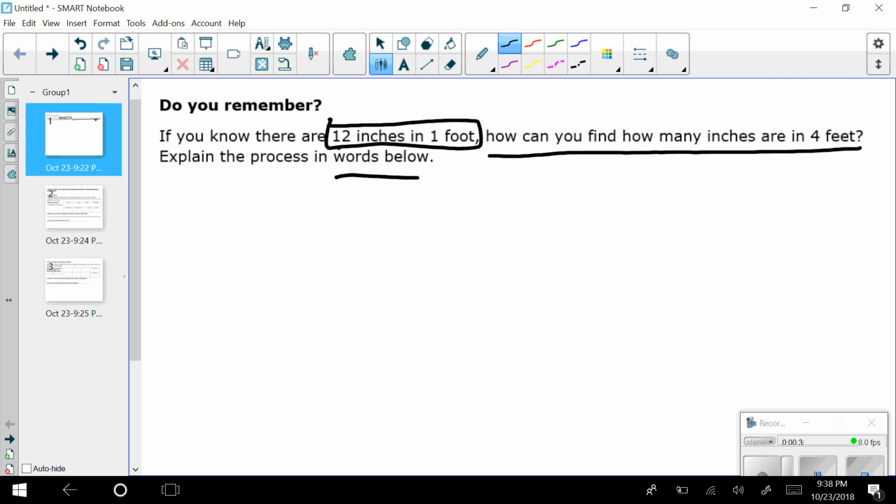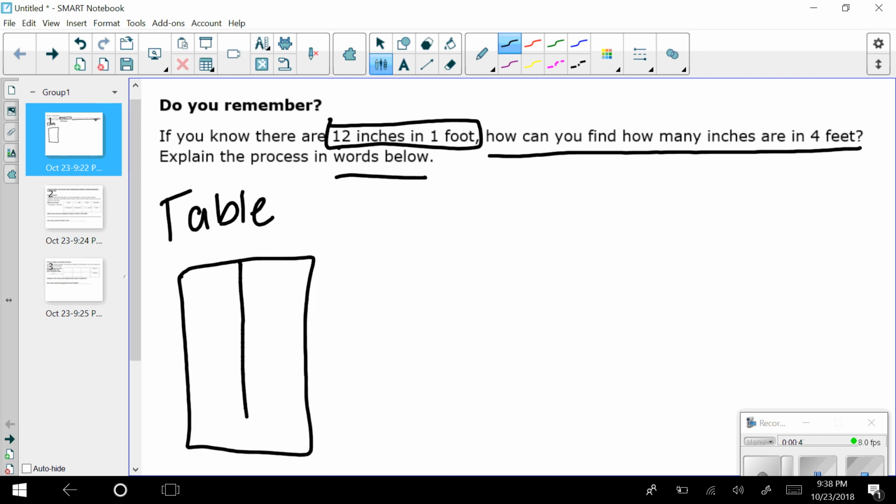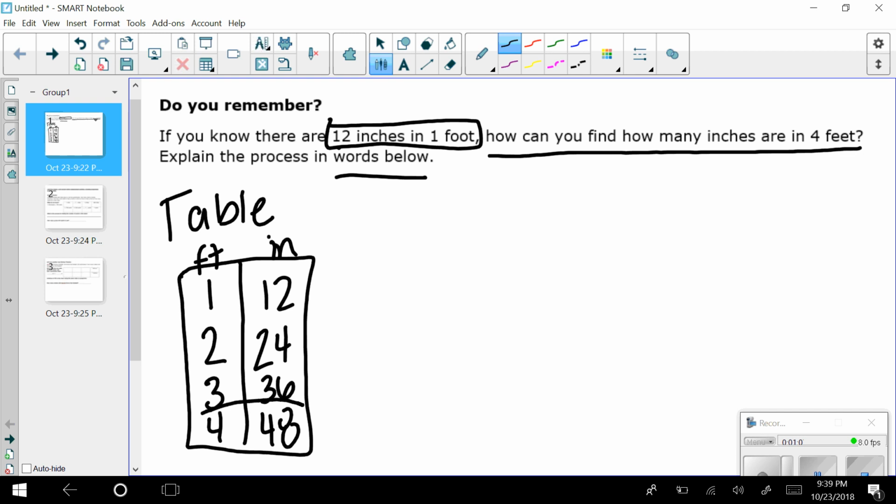And it wants you to explain the process in words, which you'll do in just a second, but I want to refresh your memory. There's two ways we can do that. We can make a table, okay, just like this, right? I can think about what do I know? Well, I know feet and inches, right? So I know I have 1 foot gives me 12 inches, right? And I know that. You have a measurement chart that'll tell you that. 2 feet would be 24, 3 would be 36, and 4 would be 48, right? So that's one way, is that we can make a table.